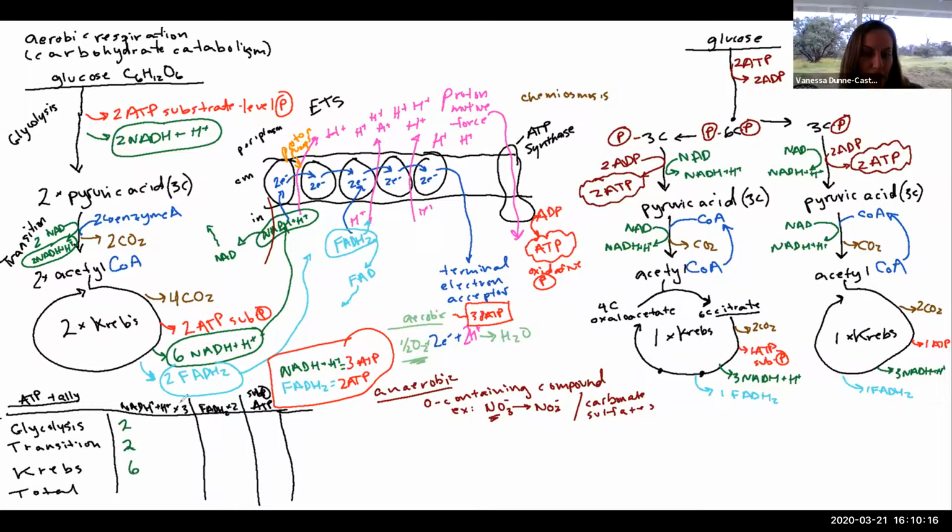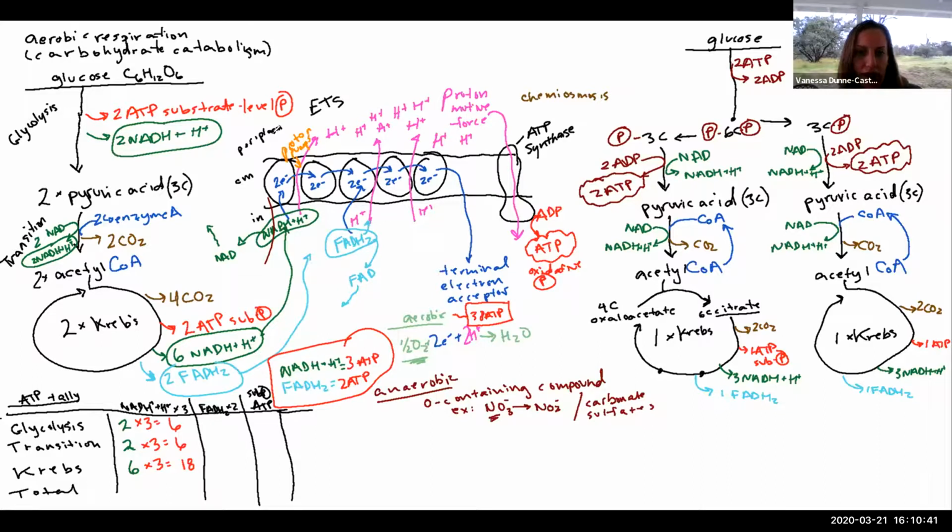And for each of them, we're going to multiply them by our conversion factor. So here, 2 times 3 makes 6. 2 times 3 makes 6. 6 times 3 makes 18, right?